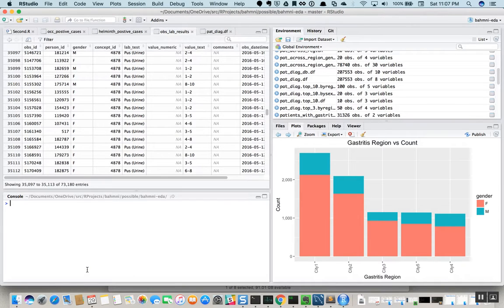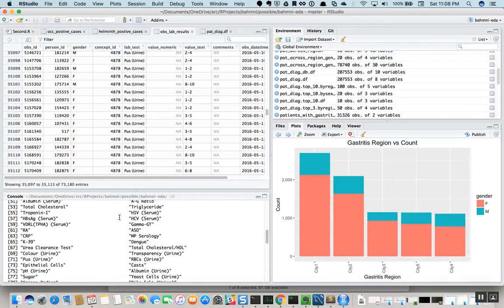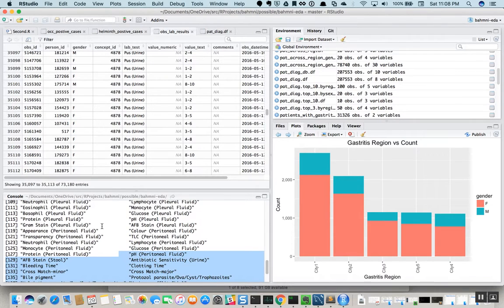gastritis. We can just say give me unique values of the test names. So this shows that for all the patients who have been diagnosed with gastritis overall, so many tests have been done. This gives us a quick overview to see if any particular tests are of interest to us.